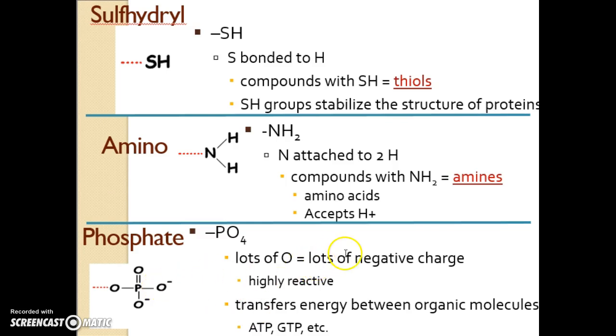And as you know, we have phosphates in nucleic acids. They're also found in phospholipids. So we see a lot of this functional group in biomolecules.